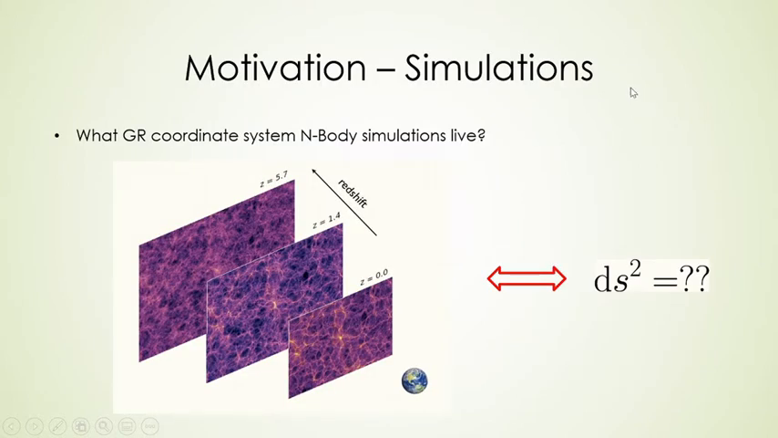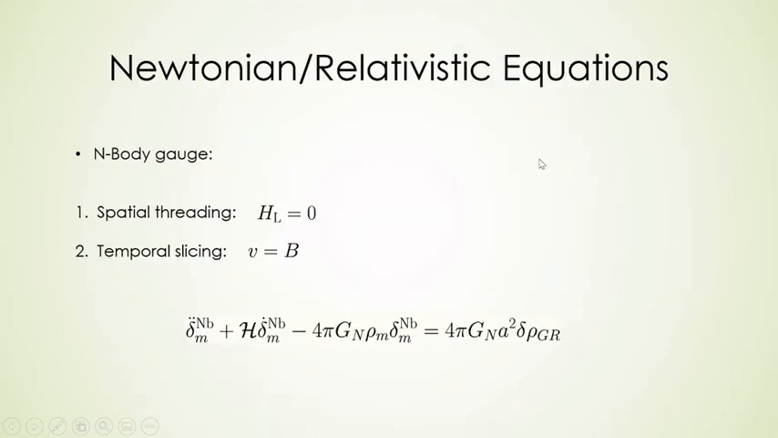Our idea was to implement a way that we can make Newtonian simulations relativistic in a fast and computationally low-cost manner. For that, we used the n-body gauge formalism, in which the spatial trace part of the metric is set to 0, and the temporal slicing of the metric is set to the comoving gauge, in which the shift perturbations are the same as the velocity.